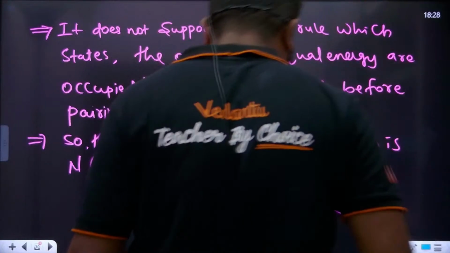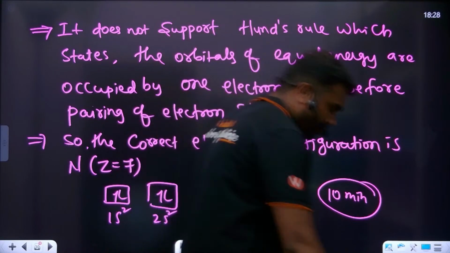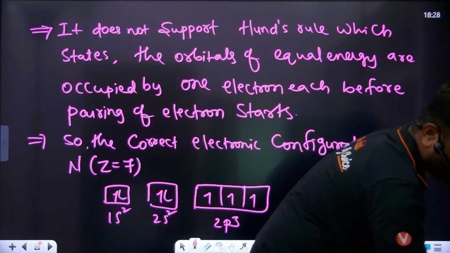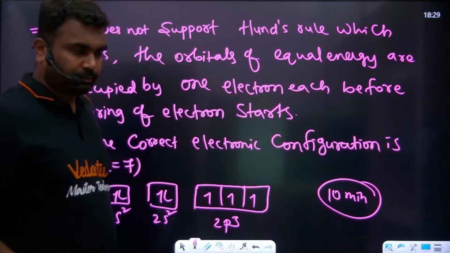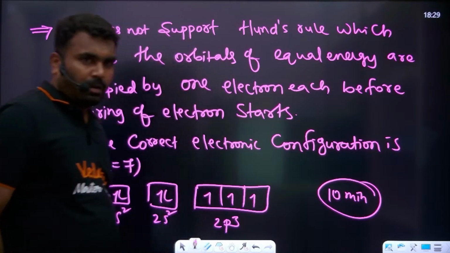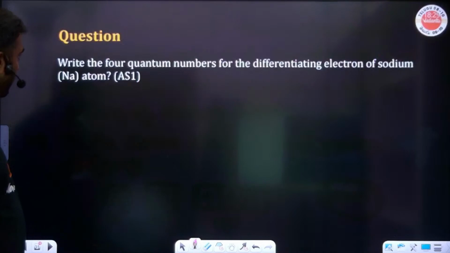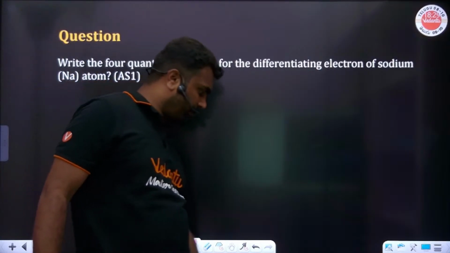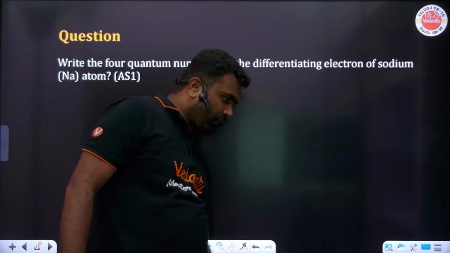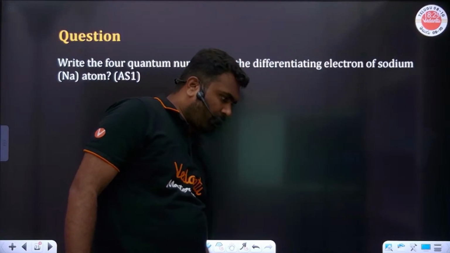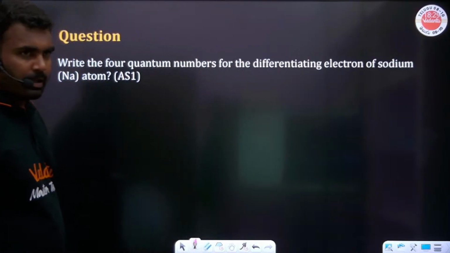Yes, hello. So let's start the class again. Next question: write the four quantum numbers of the differentiating electron of the sodium atom. So they are asking for the four quantum numbers for the differentiating electron of sodium. Okay, let's write the four quantum numbers.